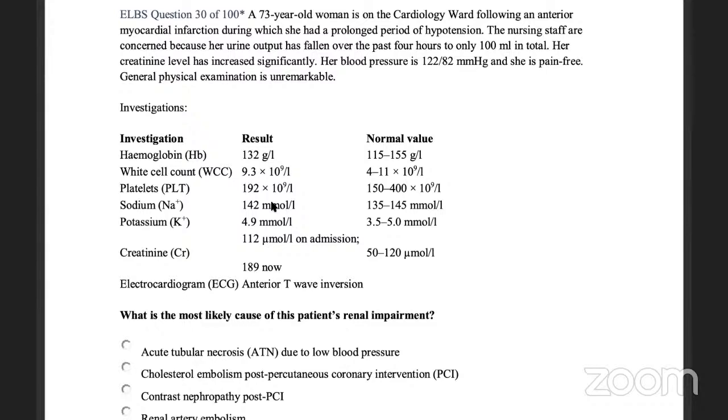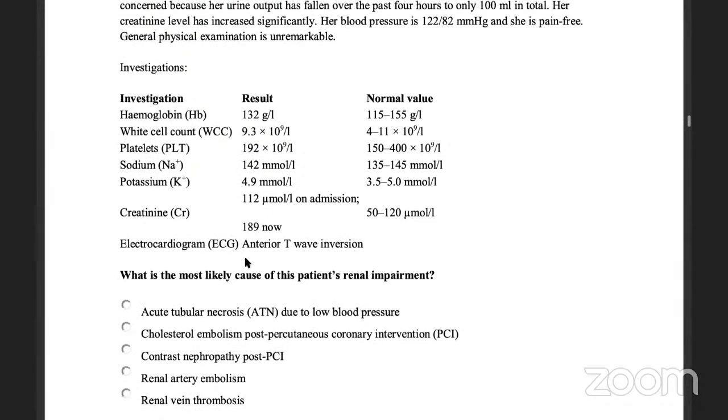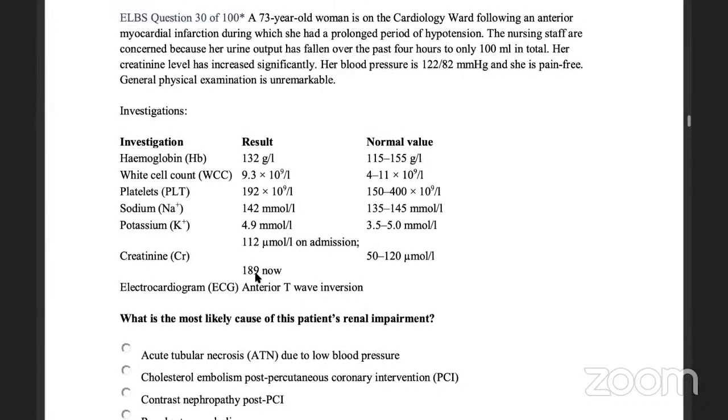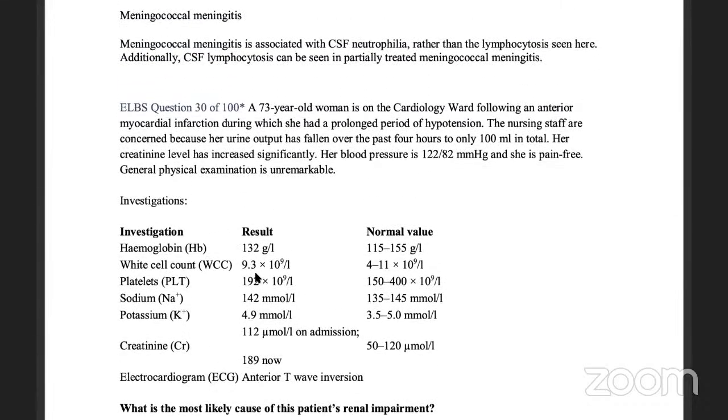What is the most likely cause of the patient's renal impairment? Anterior T-wave inversion, creatinine raised. A 73-year-old woman is on the cardiology ward following an anterior myocardial infarction, during which she had a prolonged period of hypotension. The nursing staff are concerned because her urine output has fallen over the past 4 hours to only 100 ml in total. Her creatinine level has increased significantly, blood pressure is 122/82, and she is pain-free. General examination is unremarkable. Hemoglobin, white cells, platelets, sodium, potassium are normal, creatinine now 889, on admission 112. ECG: anterior T-wave inversion.